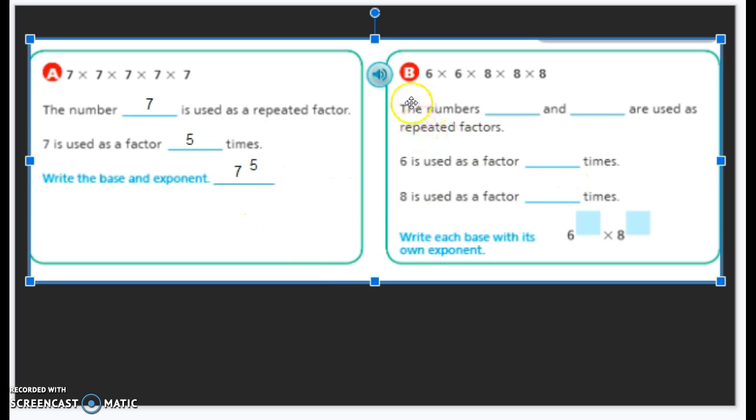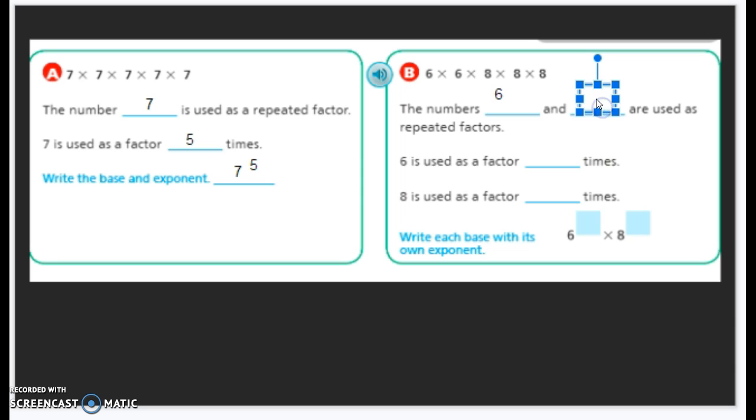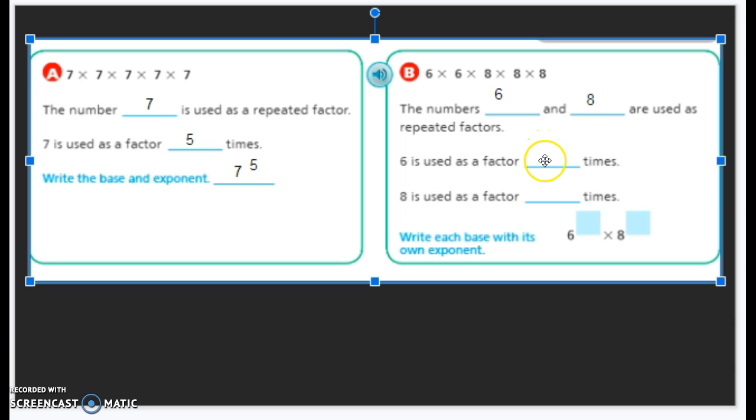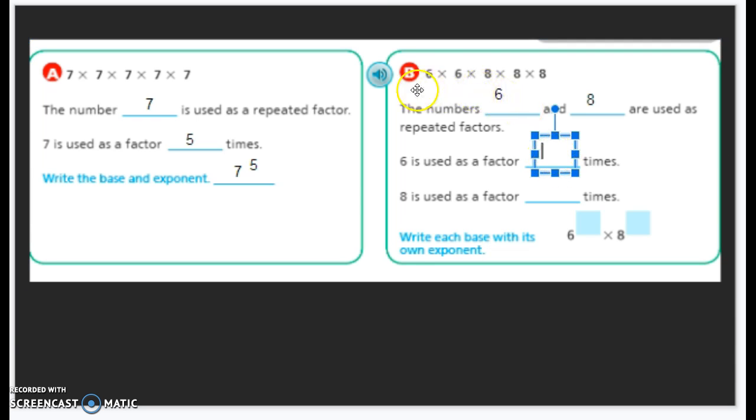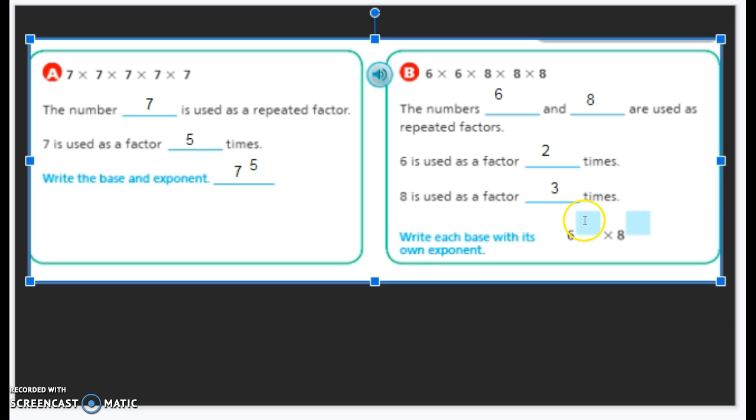Okay, so let's look at letter B. Look at our expanded form, it switches things up on us. We have the numbers 6 and 8 being repeated factors. How many times has 6 been used? 1, 2, so that would be 2 times. And 8 is a factor that's been used 1, 2, 3 times. So to write that in standard form, it would be 6 to the power of 2, or 6 squared, and 8 to the power of 3, or 8 cubed.